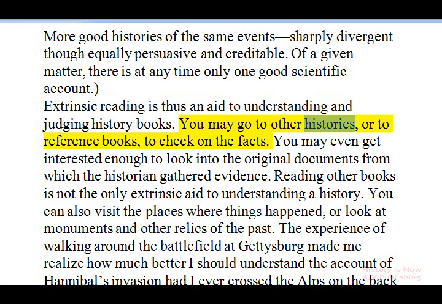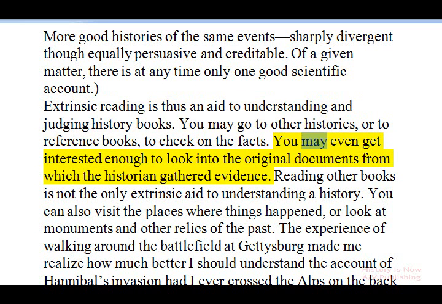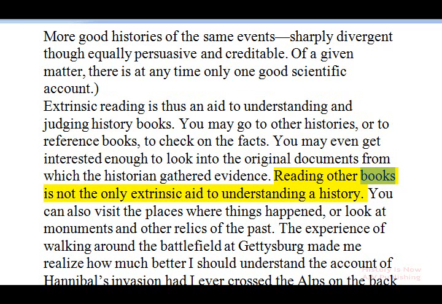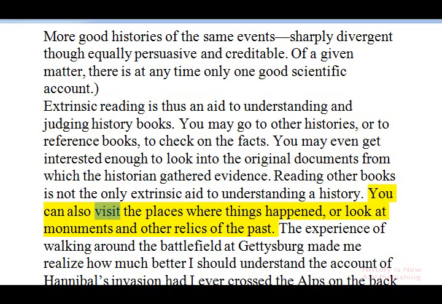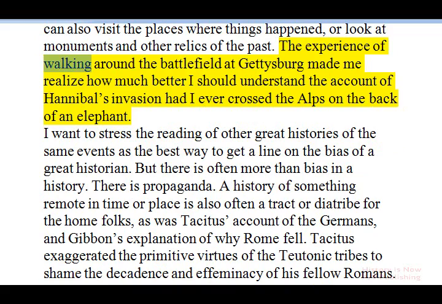You may go to other histories, or to reference books, to check on the facts. You may even get interested enough to look into the original documents from which the historian gathered evidence. Reading other books is not the only extrinsic aid to understanding a history. You can also visit the places where things happened, or look at monuments and other relics of the past. The experience of walking around the battlefield at Gettysburg made me realize how much better I should understand the account of Hannibal's invasion had I ever crossed the Alps on the back of an elephant.